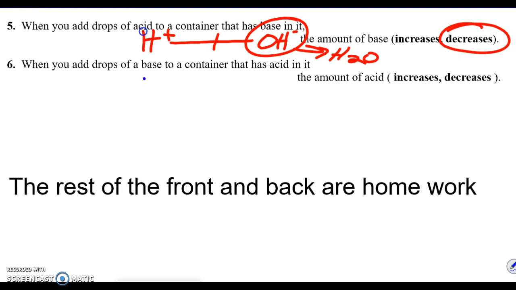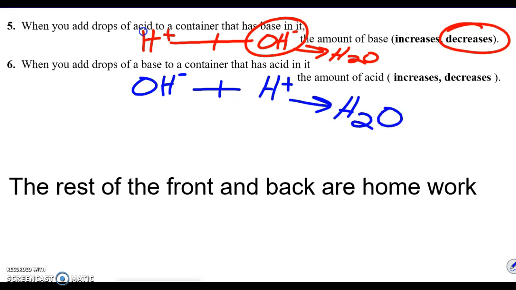When you add drops of base, that's hydroxide ion, to a container that has acid in it, what happens to the amount of acid? Well, when I add these two together, they turn into water. So if I'm adding base, it's reacting with the hydrogen ions and turning to water, so the amount of acid ends up going down because it's reacting with those hydroxide ions. The rest of the tens are your homework. A lot of the answers come off of the cover. So make sure you have that cover handy as you are working.